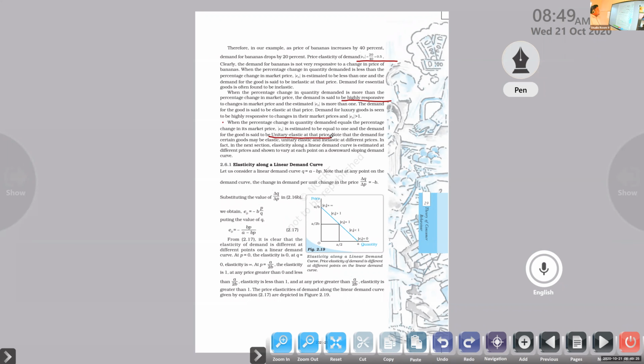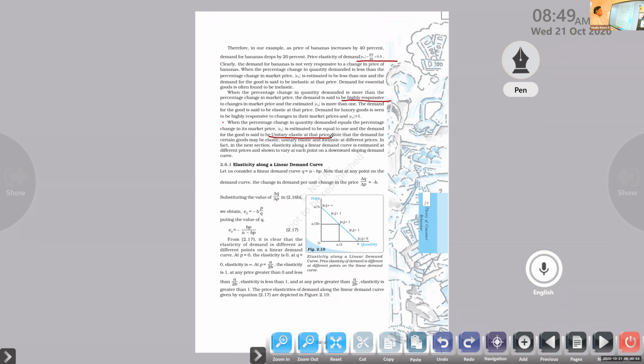Note that the demand for certain goods may be elastic, unitary elastic and inelastic at different prices. So sometimes we find elasticity, and sometimes we can say it is unitary elastic. Okay, both are equal. That time it is called unitary elastic, and sometimes it is inelastic. There is no change in the demand. In fact, in the next section, elasticity along the linear demand curve is estimated at different prices, as it varies at each point on a downward sloping demand curve.